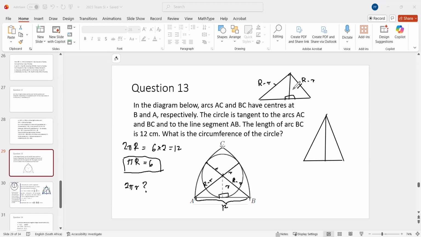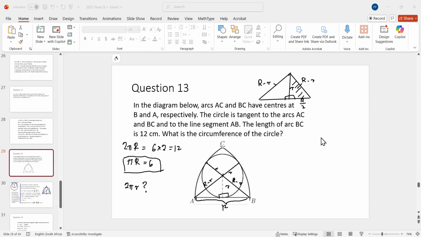This length is r, and this is capital R over 2. So in this right angle triangle, you've got 3 sides: the sides being capital R minus r, small r, and capital R over 2. So Pythagoras kicks in.